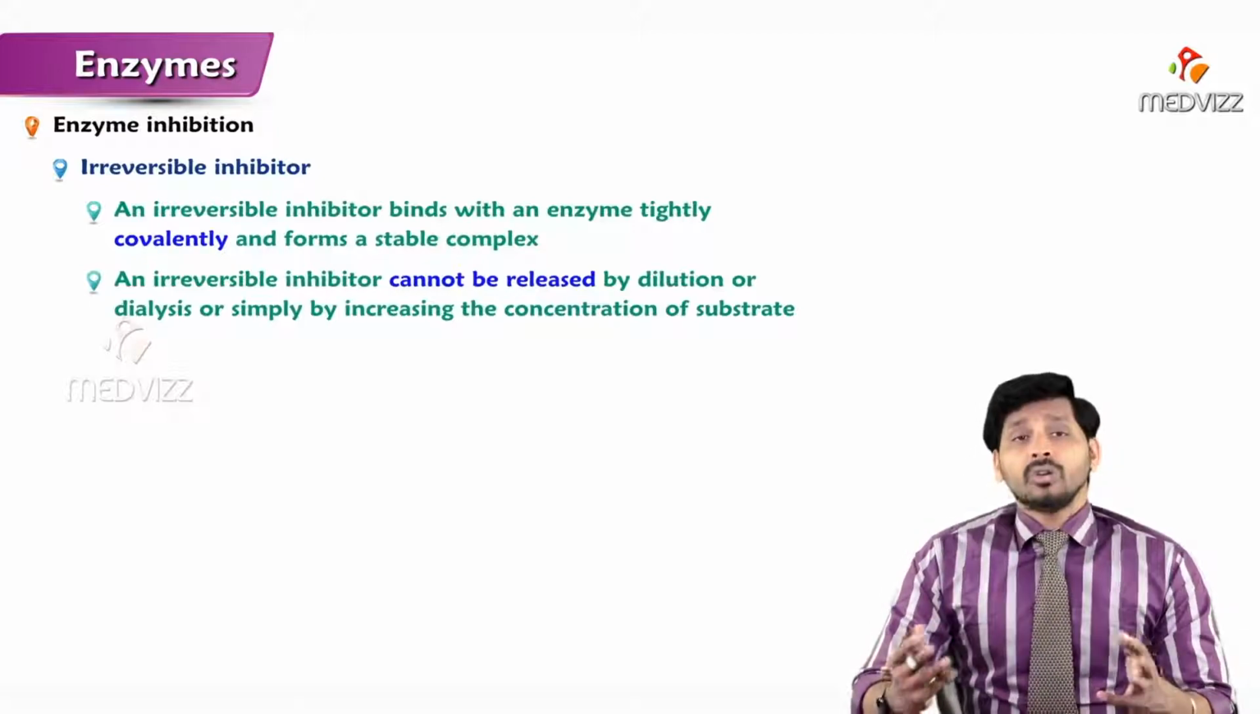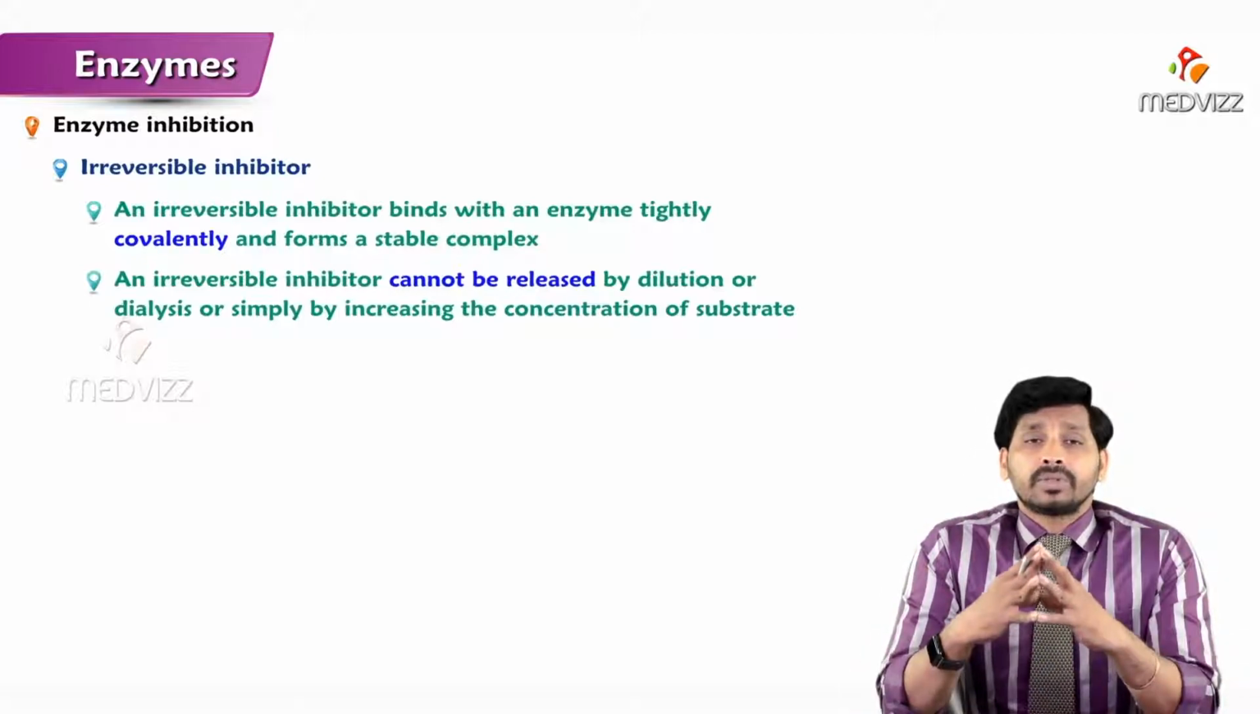So that's all about reversible inhibition, the types: competitive, non-competitive and uncompetitive.